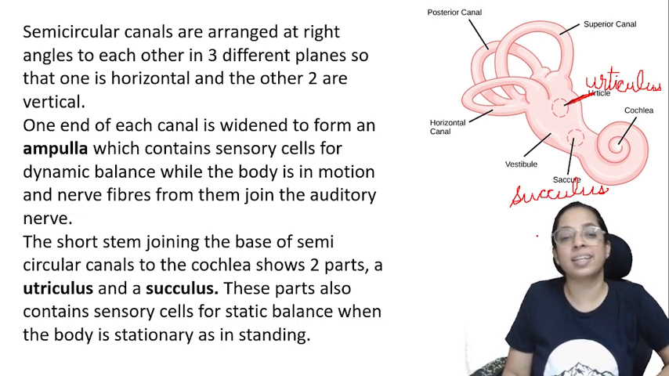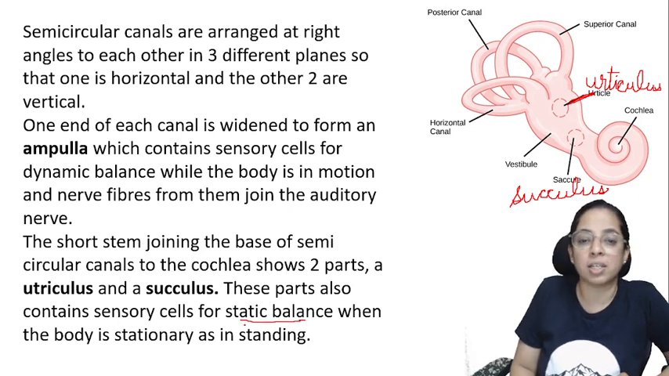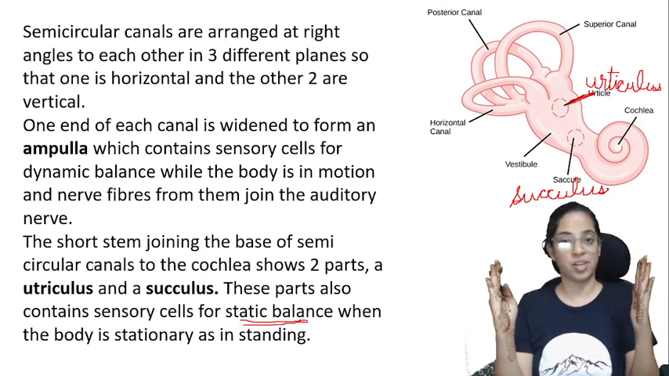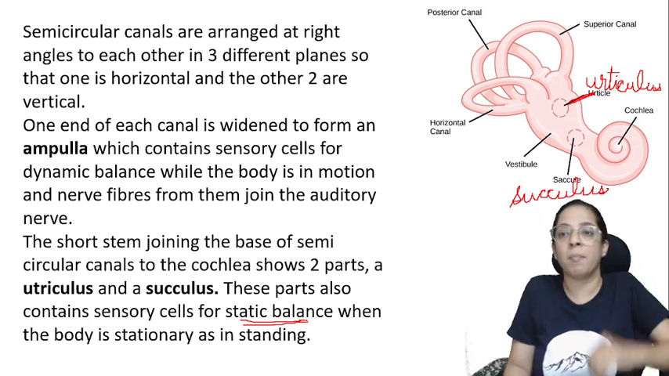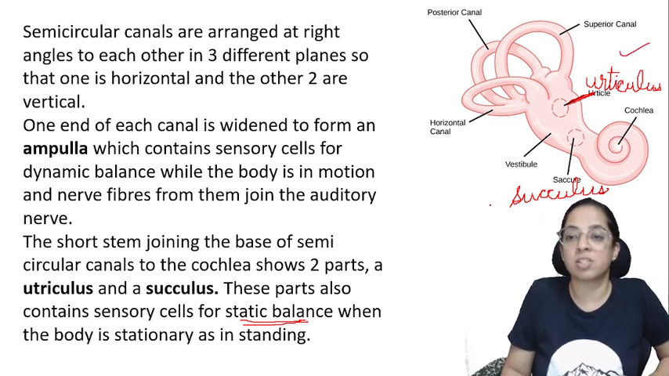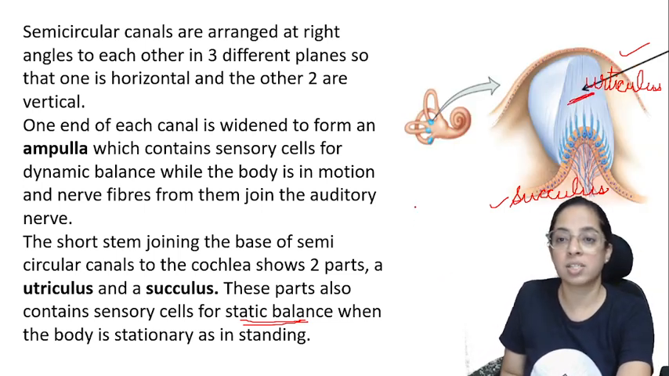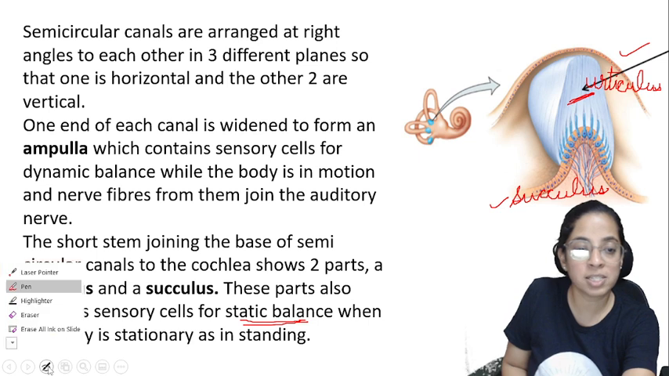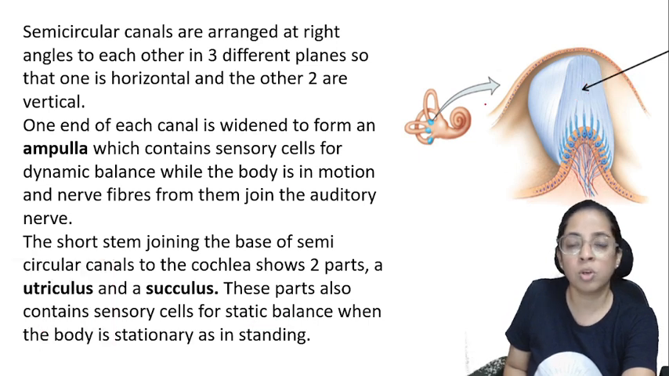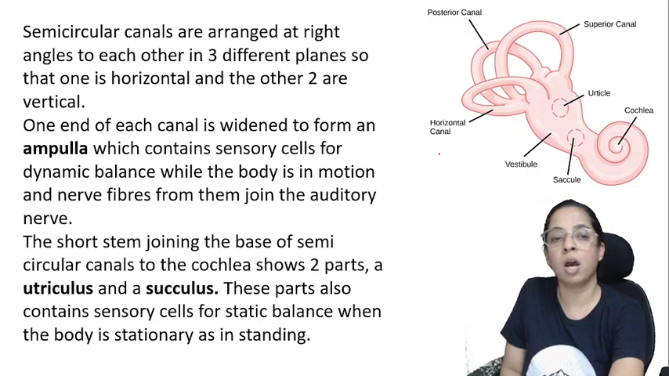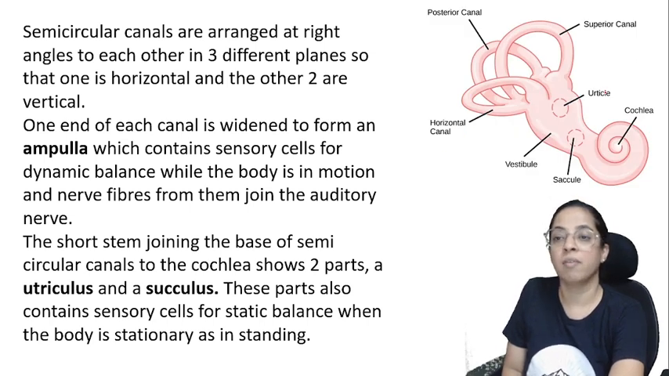These parts also contain sensory cells for static balance. Static balance is when the body is stationary, as in when you are standing. At that time the balance is maintained by utriculus and sacculus, and when the body is in motion it is maintained by ampulla. This is ampulla. You can see the end of each of these canals is widened to form an ampulla which contains sensory cells while the body is in motion. Okay, I hope this is clear to you. You know now where is ampulla, and where is this short stem, where there is utriculus and sacculus.